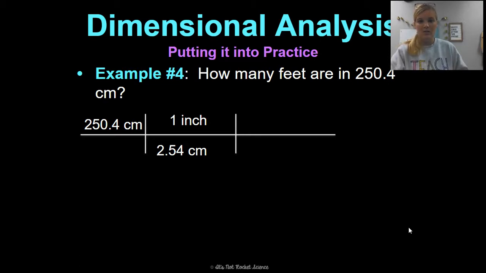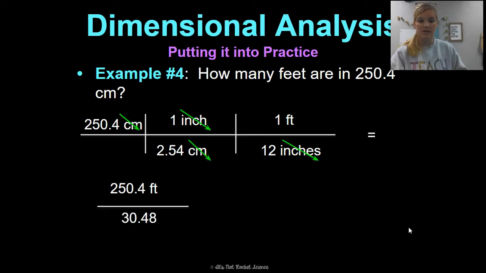And then we want to cancel out inch. So we put 12 inches on the bottom because that gives us 1 foot. So we do have to kind of think ahead. You want to fill in your units and then fill in the numbers that you know. We multiply those straight across. With our units, we get 250.4 feet divided by 30.48. And when we do our calculator, we find out that our final answer is 8.22 feet.